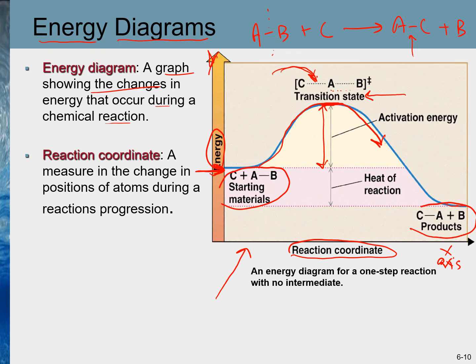Now, if the products are at lower energy than the reactants, the total amount of energy absorbed was this much and the total amount of energy released was this much. So there will be a net release in energy. So the difference between the energy of the reactants and the energy of the products is known as heat of reaction, or heat of reaction is also known as enthalpy of reaction. It's the same as delta H.